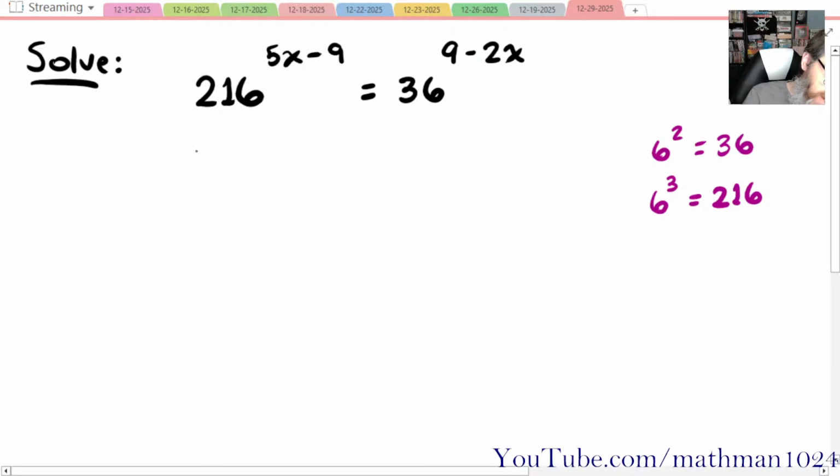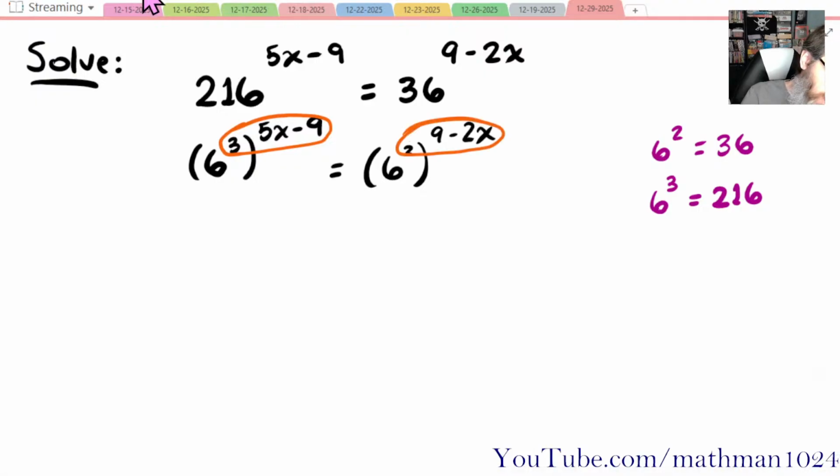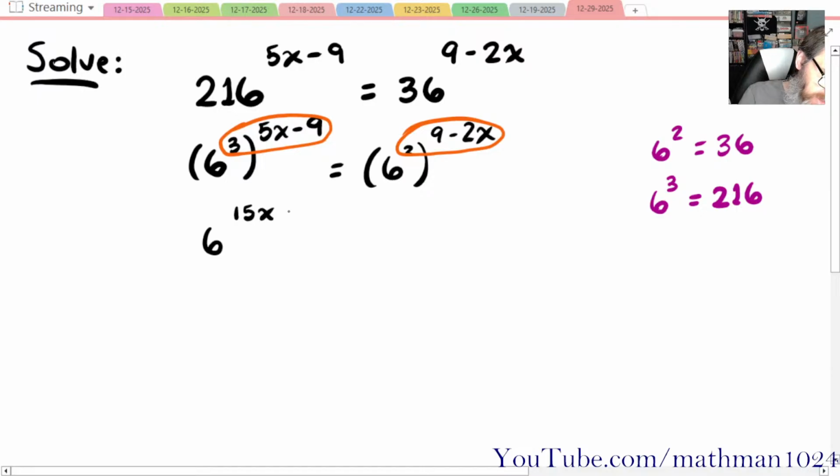So now we rewrite each of these. 216 is 6 to the third, raised to the 5x minus 9, and 36 is 6 squared, raised to the 9 minus 2x. And then it becomes the same thing that we just did on the last problem. You have a power to a power, so we're going to multiply these guys. All right, so that's 6 raised to the 15x minus 27.